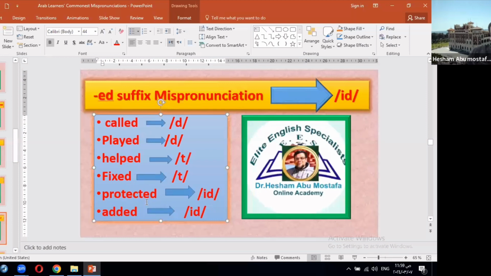But notice this syllable is always weak. Yes, it makes a syllable, but this syllable is always weak. So don't put the stress on this syllable, the new syllable ed. So don't say "added", "protected". Don't stress it. It's always weak.